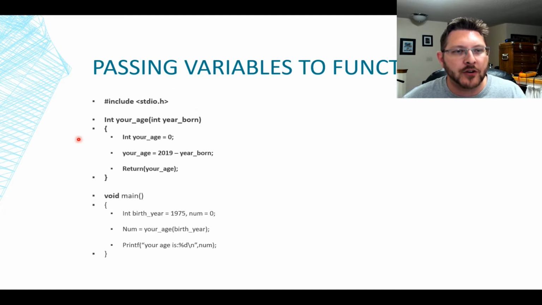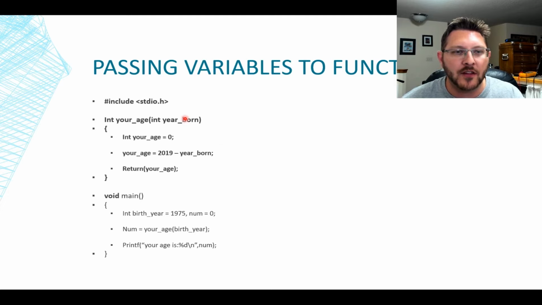So what we're going to do is create a function. We're going to declare it as integer because we're going to return something. Now I just named it your_age. It's fine. But then you just declare variables inside the parentheses. Okay. So in this case, we declared one variable. Now, if you needed multiple variables, you just put a comma after it.